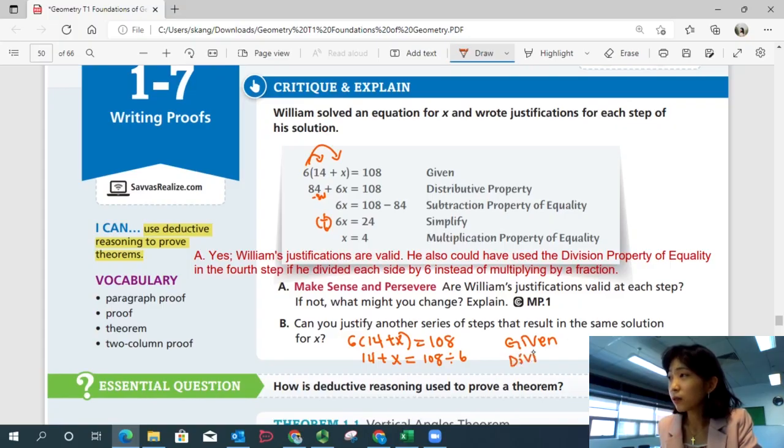And that's division property of equality. Now we can simplify and get 18. And then we subtract 14 on both sides and have x is equal to 18 minus 14. And that's a subtraction property of equality. And we have x is equal to 4. You should get the same answer.